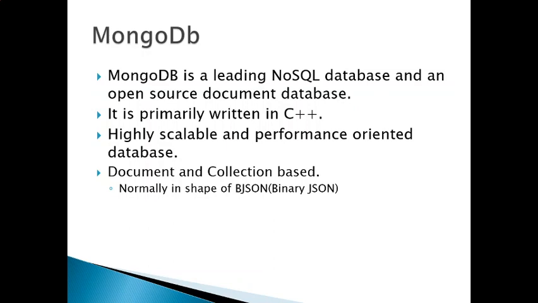This MongoDB is actually written in C++. It is highly scalable. You can distribute it over different servers and scale it as much as you can. And it is a performance oriented database; we will see how it is performance oriented. So it is a document and collection based database, normally in the shape of BSONs. I have already told you that it stores JSON in binary form. That is why it is called BSON.